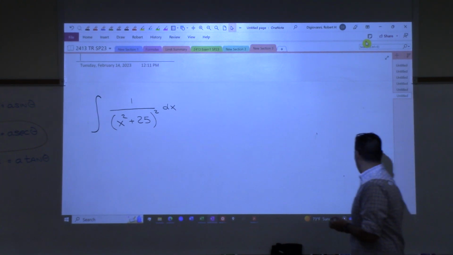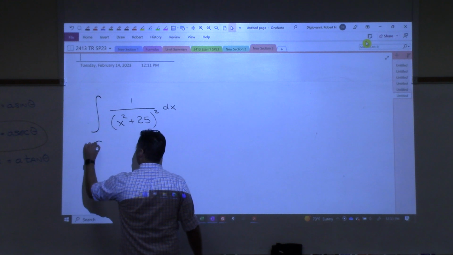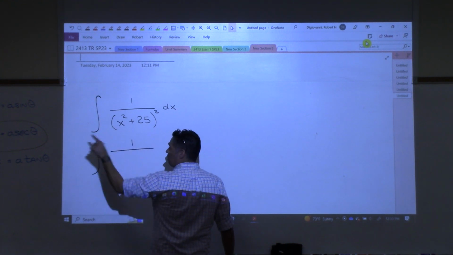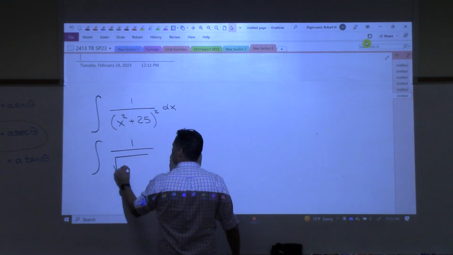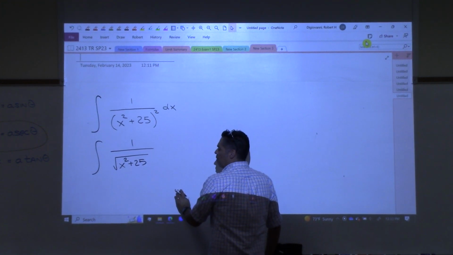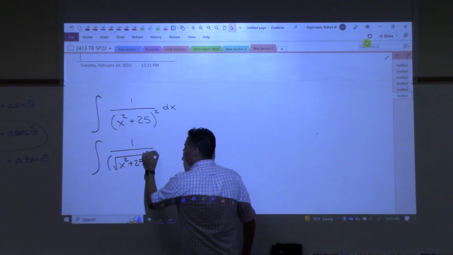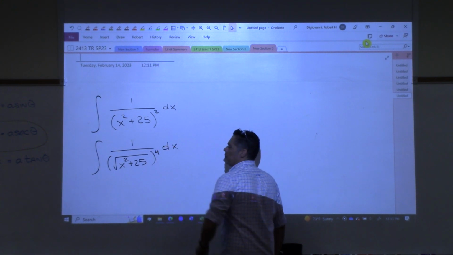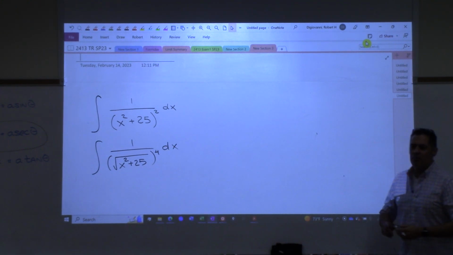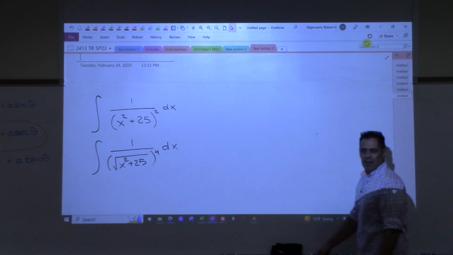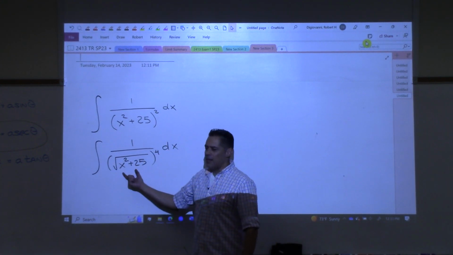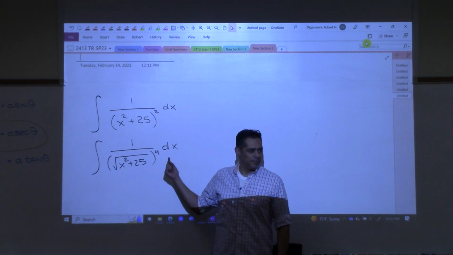All right, I'm going to move fast because I have 7 minutes. So the first thing I'm going to realize here is that this does look like one of those, but I have to realize that the denominator is actually the square root of x squared plus 25 to the 4th power. Because that's what it would mean to square something. It's the same as taking the square root to the 4th power.